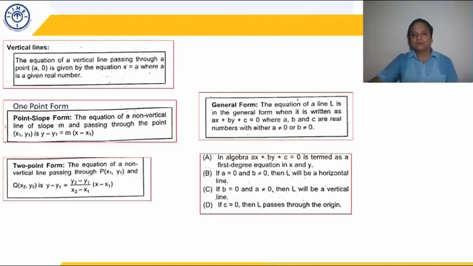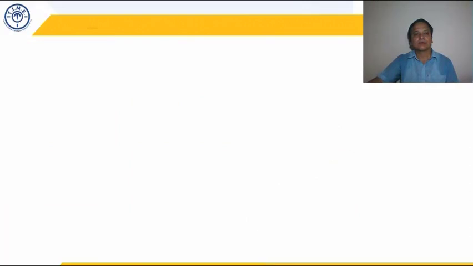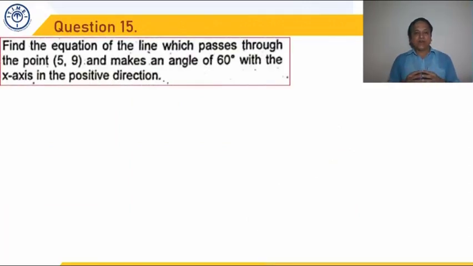Now let's use these forms. Question number 15: find the equation of a line which passes through the point (5, 9) and makes an angle of 60 degrees with the x-axis in the positive direction. Positive direction means anti-clockwise direction. If theta is 60 degrees in the anti-clockwise direction, then the slope is tan theta, that is tan 60, which is root 3. We have one coordinate and we have the slope, so we use the one point form.